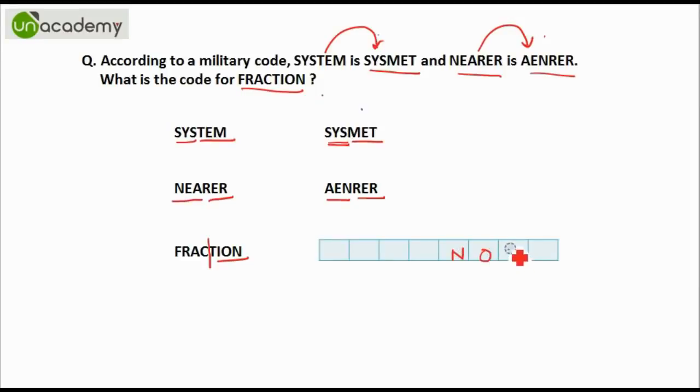So the later half will be this and the first half will be this. So we just solved a second problem. Feel happy. This is also an important pattern and it is asked quite frequently. Let us look at one more pattern.